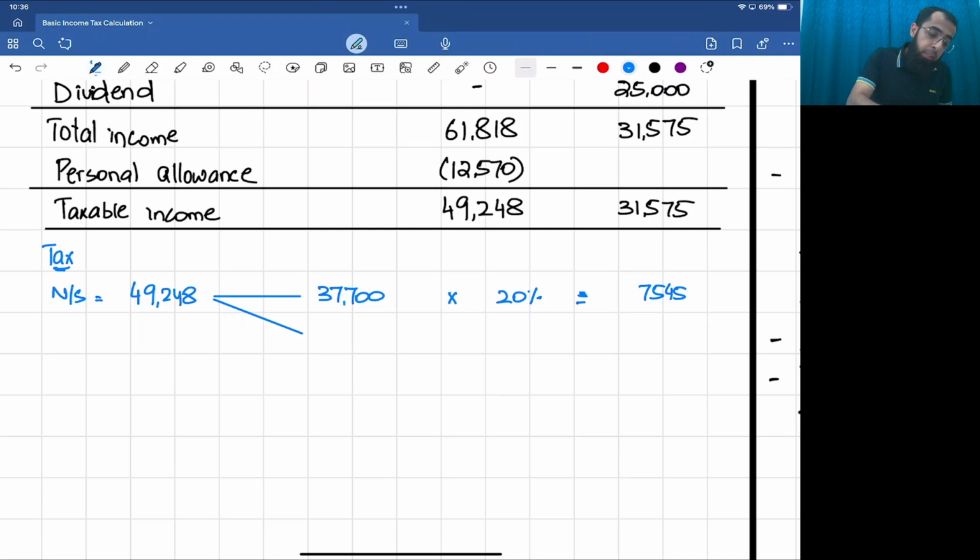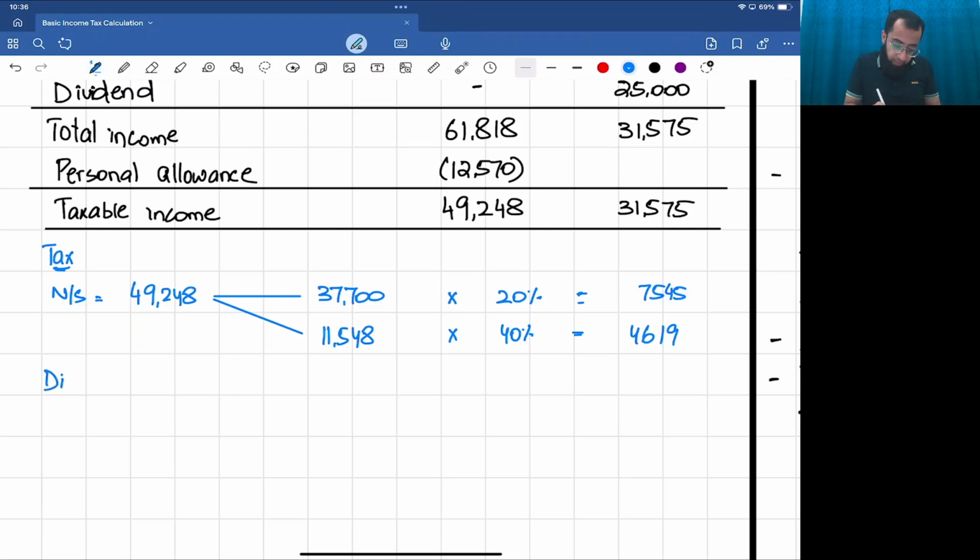So minus 37,700, it's 11548. Higher rate is 40%, 4619. Okay, so 37,700 at 20% and the remaining taxed at 40%. I don't think there's anything difficult in it.